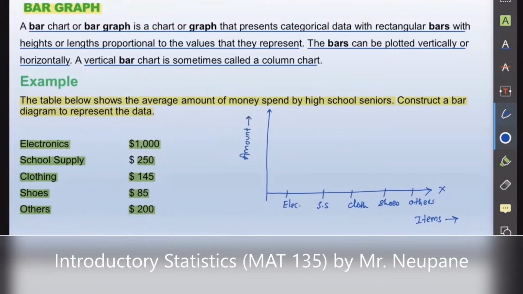Now, what we'll do is we'll look at this data set. You can see that the minimum value here is 85, and then we go up to 1,000. So along the y-axis, you have to scale accordingly. So what I'm going to do is scale by 100. So I'm going to count by 100.